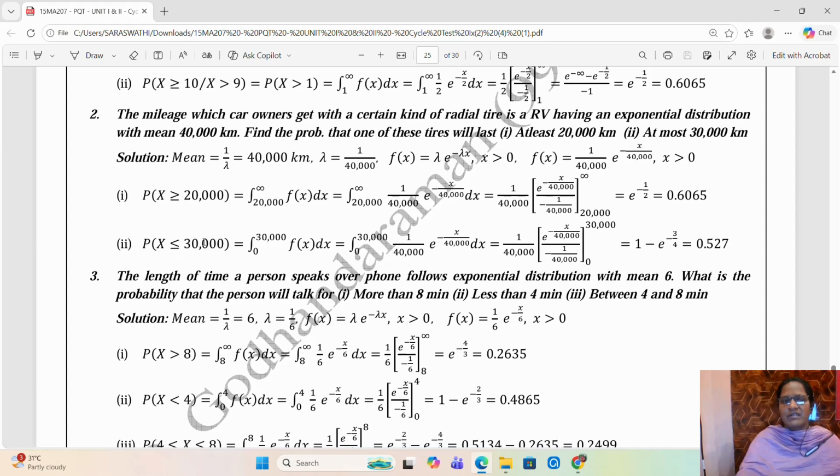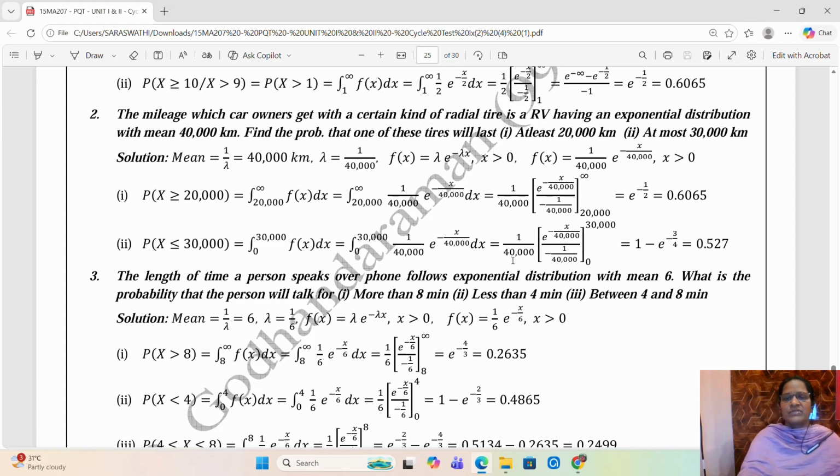Now the second subdivision is at most 30 kilometers. So P of x less than or equal to 30,000 kilometers, because at most 30 means 30 and below. So after integration from 0 to 30,000 of f of x into dx, here f of x is equal to lambda into e power minus lambda x, where lambda is equal to 1 by 40,000.